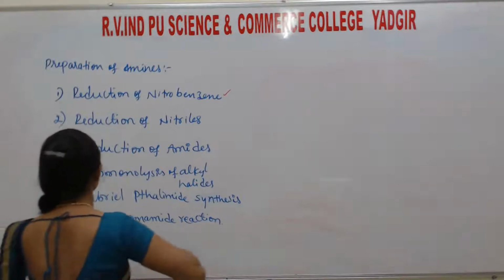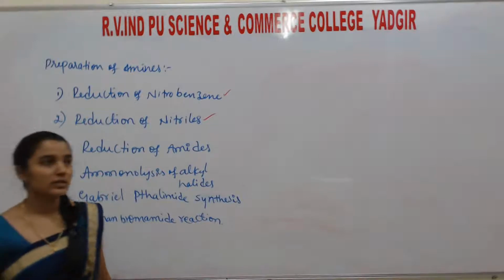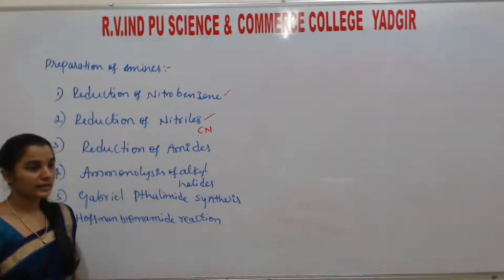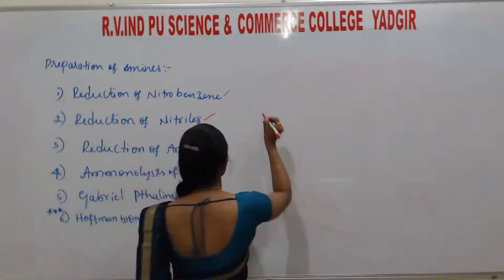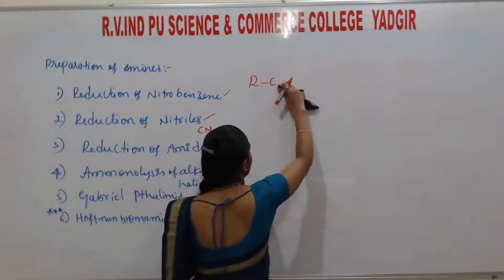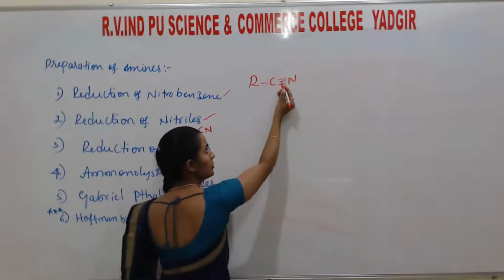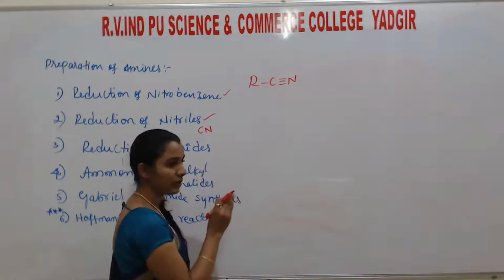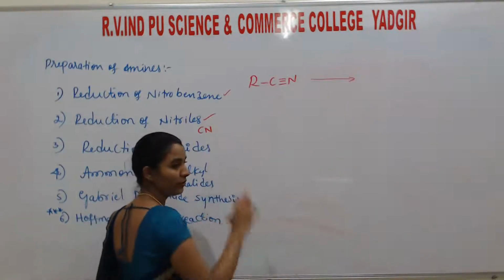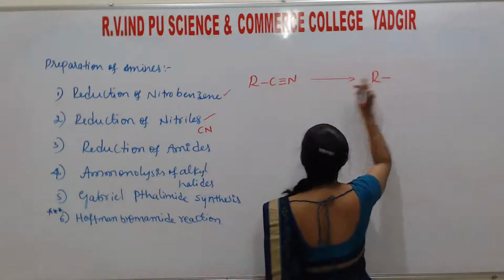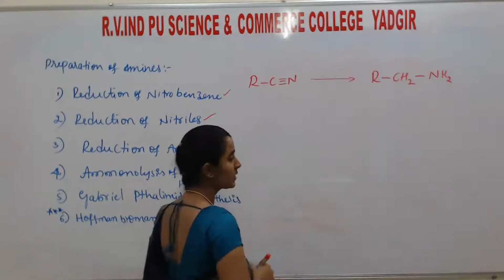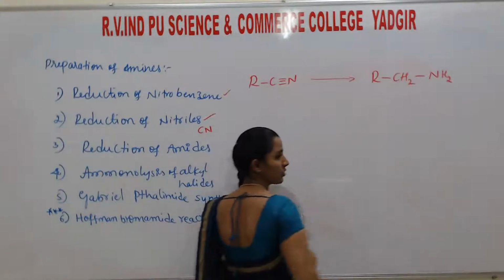Okay. The next reaction is reduction of nitriles. Students, nitriles means cyano compounds. Listen here. RCN compound is there, and you may write it as R-C triple bond N. Here a triple bond is there. To convert the triple bond to single bond, we add hydrogen. Reduction means addition of hydrogen. Then it forms R-CH2-NH2. Here the triple bond is converted to single bond by the addition of H2 molecules.